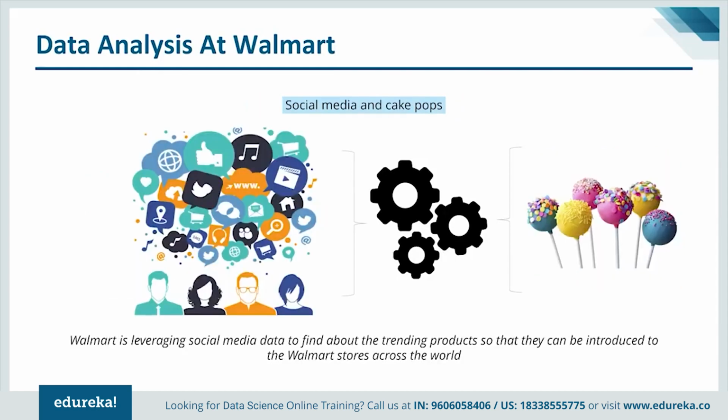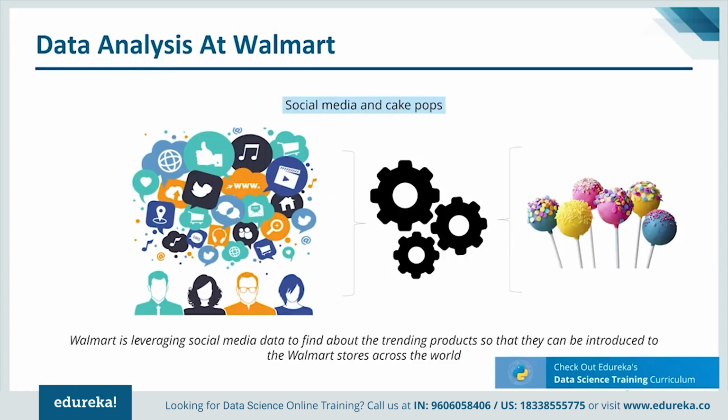Not only that, Walmart is analyzing the data generated by social media to find out all the trending products. Through social media, you can find out the likes and dislikes of a person, right? So Walmart is quite smart. They use the data generated by social media to find out what products are trending or what products are liked by customers. An example of this is Walmart analyzed social media data to find out that Facebook users were crazy about cake pops. Walmart immediately took a decision and introduced cake pops into the Walmart stores.